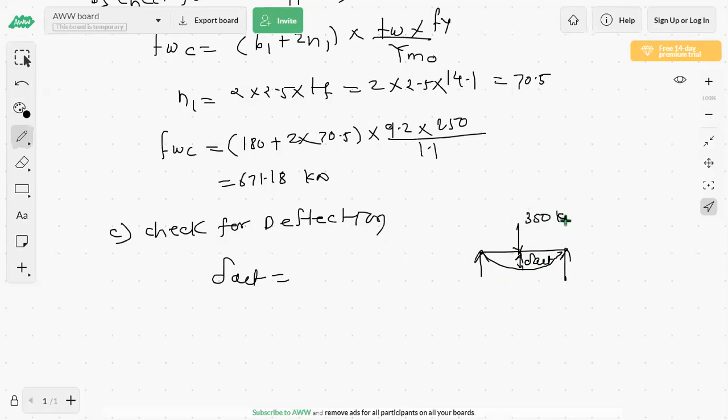But one note is given: this load should be the service load or working load. So now 350 kilonewton is the factored load, so we have to convert it into service load. How to calculate service load? Service load is equal to factored load divided by 1.5.